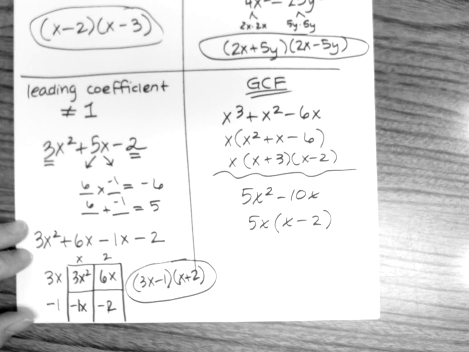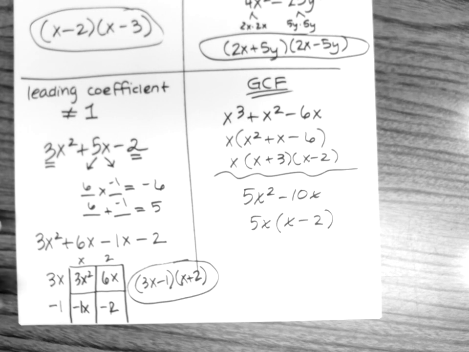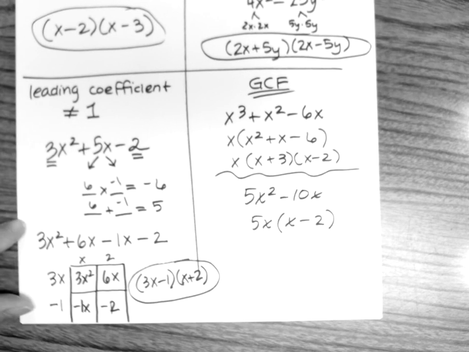A lot of times it'll make it a lot simpler and make it to where you don't have to do anything else. Well, you might have to do something else, but what you have left to do becomes less complicated if you have taken out the greatest common factor first.